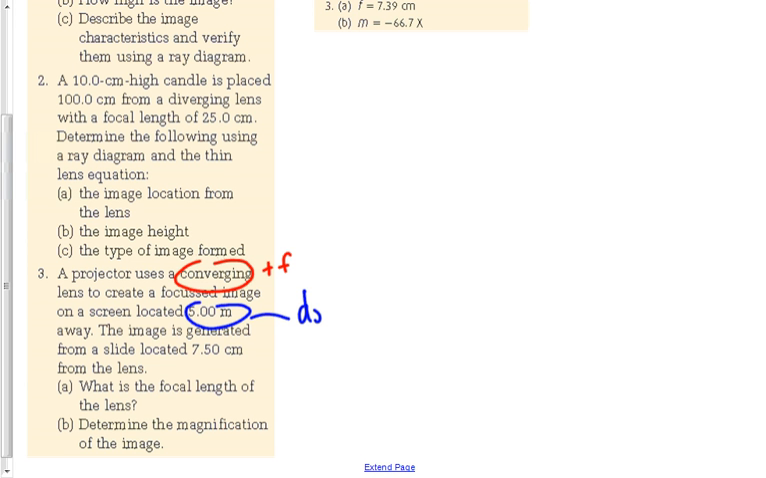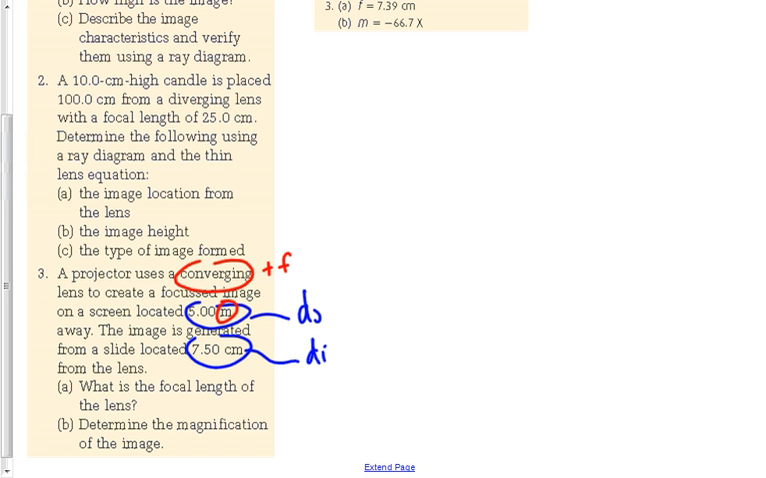Now, the image is generated from a slide that's located 7.5 centimeters from the lens. The slide is going to be my object, and if that's 7.5 centimeters from the lens, we're going to call that DI. Although we do want to be careful here with units. Usually it's centimeters we're going to circle. In this case, we're going to circle the meters, because usually in these questions we're dealing with centimeters, right? Bottom line is it doesn't matter, but we have to circle one or the other because we've got to be consistent. We've either got to convert both of them to meters or both of them to centimeters. My suggestion in these problems is go centimeters. It's probably a little bit easier.